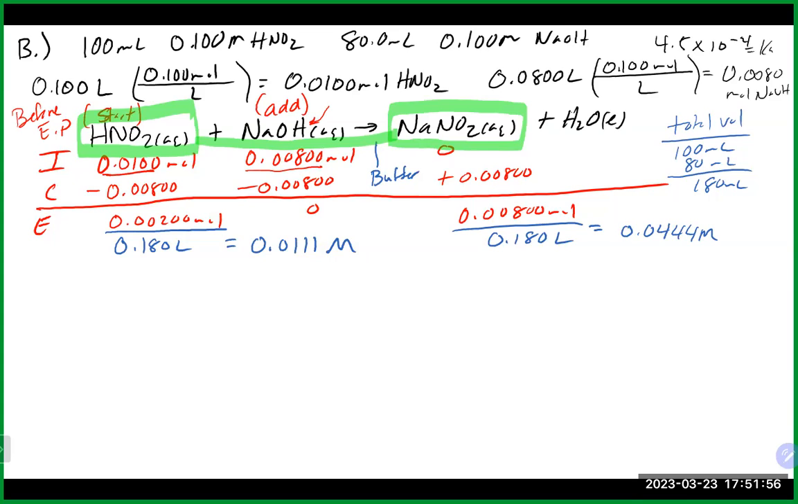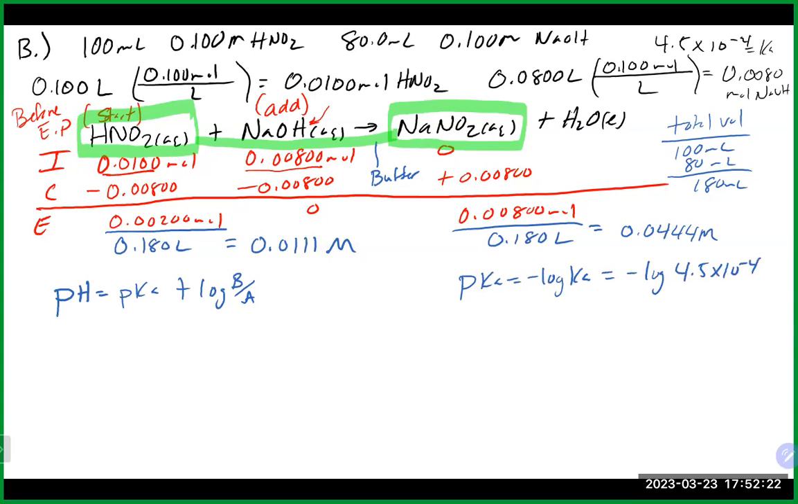So we are left with a buffer, which means at this point you have one of two options. You could either lay out another ICE table with the weak acid, or probably the better move would be to go into our Henderson-Hasselbalch: pKa plus the log of the base over the acid. We would want to figure out the pKa value here using our Ka. So that's minus the log of the Ka. That's minus the log of 4.5 times 10 to the minus 4.